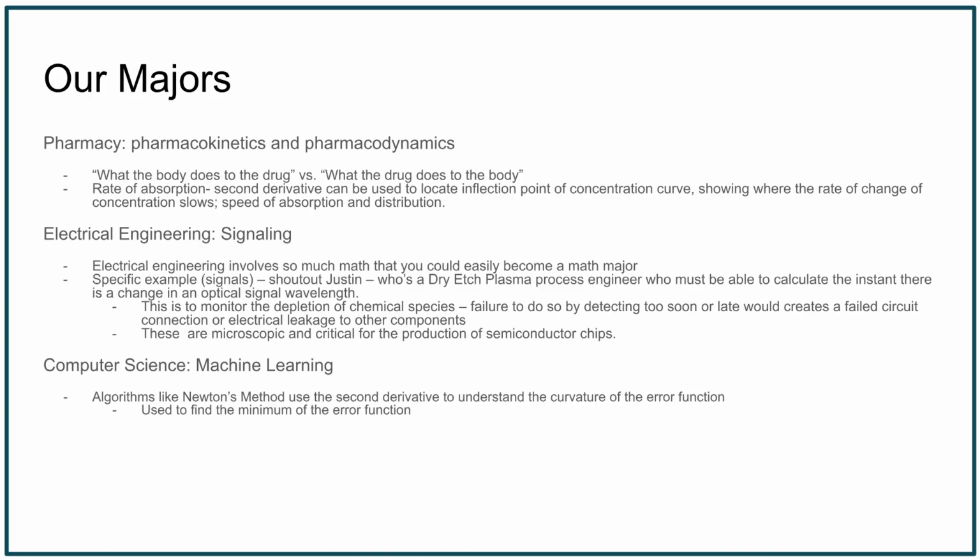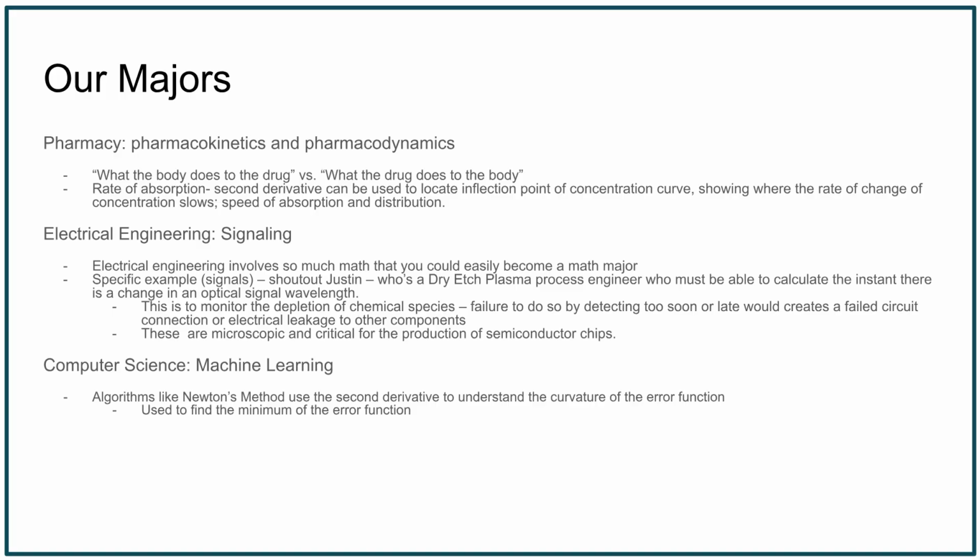Jackie is in electrical engineering, which I know nothing about, but she said electrical engineering involves so much math that you could easily become a math major. A specific example is signaling, and shout out to Justin, who was in our class, who's a dry etch plasma process engineer who must be able to calculate the instant there is a change in an optical signal wavelength. So signaling can also involve the second derivative.